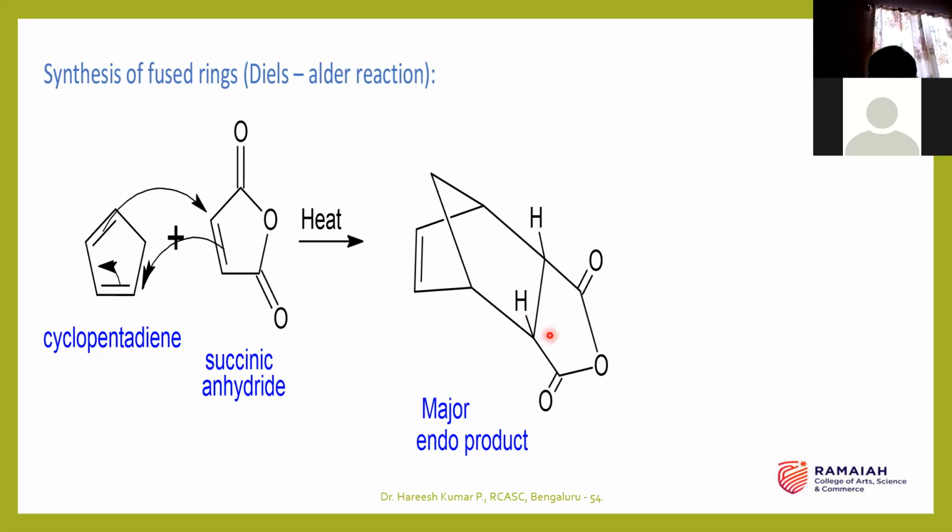So why is it forming? It is stable because of the bonding interactions, this pi bond interaction, and also in addition to that a non-bonding interaction with the pi bond. Because of that, the endo product is stable.